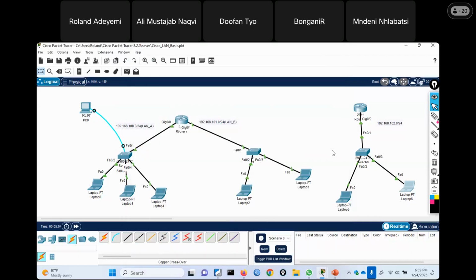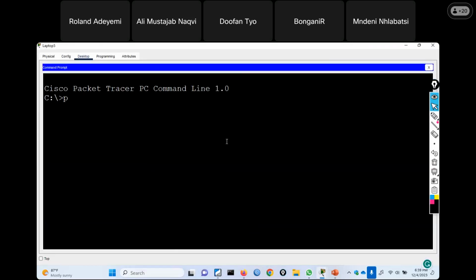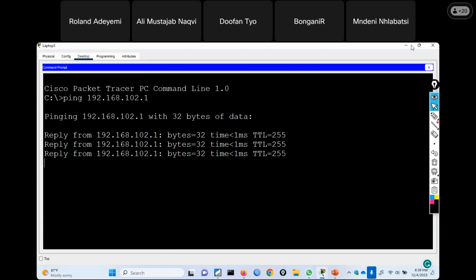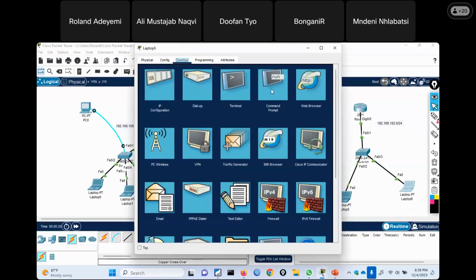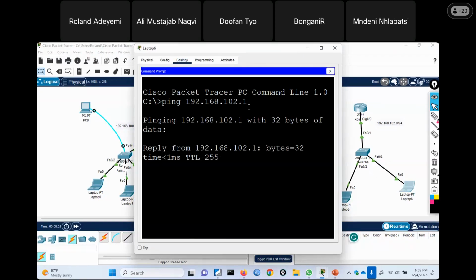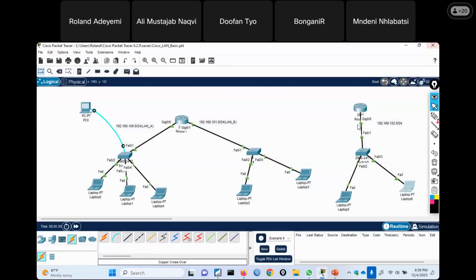So now we built this LAN separately. So let's see if this computer can talk to their default gateway. Their default gateway is 192.168.102.1. If they can talk to the gateway, then we are good to go. That means whatever the gateway takes them to, they can go. So let's check the other side. This guy too can talk to gateway. Whatever the gateway takes, this guy can go.